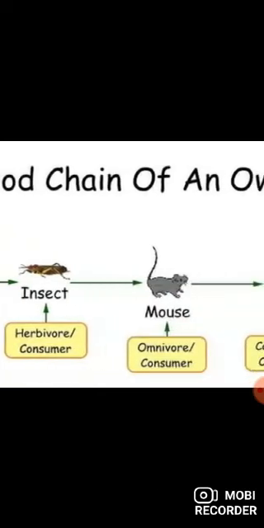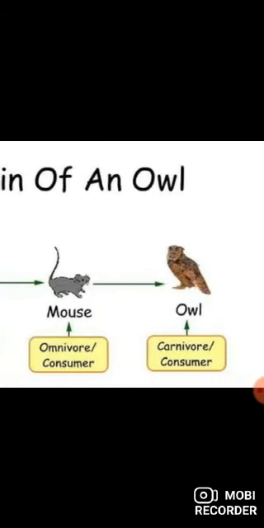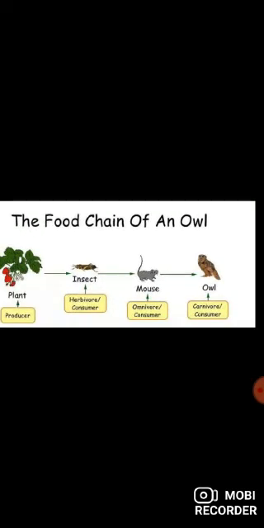And the herbivores are eaten by the omnivores. And finally, the omnivores are eaten by the carnivores. This entire process we call the food chain. Here, for example, I have given you the food chain of an owl.